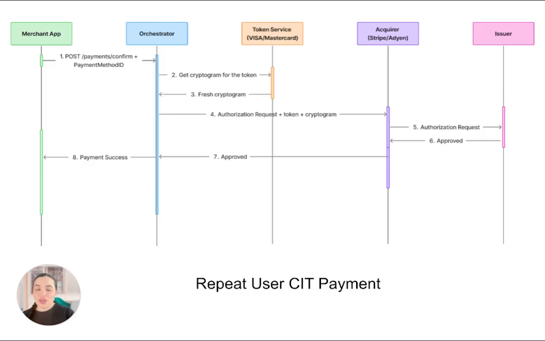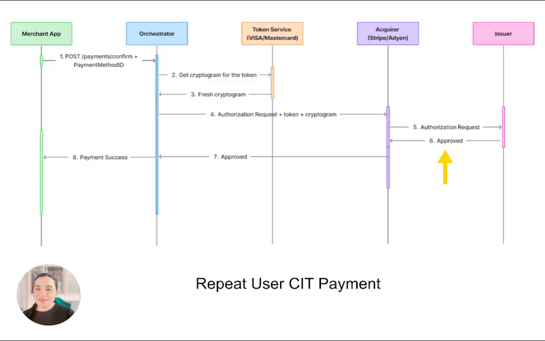Quietly, this is also where the orchestrator reads the card network to know who to ask, Visa Token Service or Mastercard MDES. From there, it's the path we already know. Step 4. The orchestrator sends the authorization request to the acquirer with the token and that fresh cryptogram.